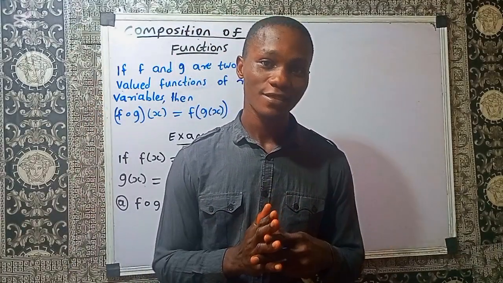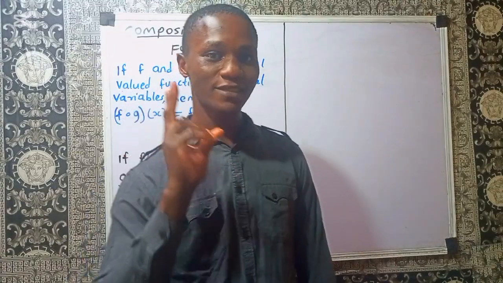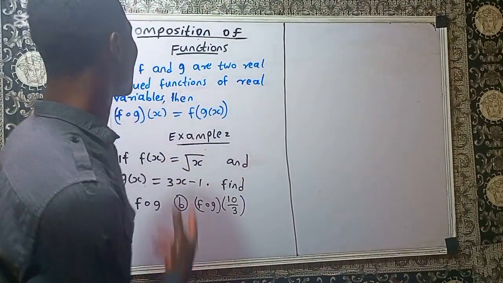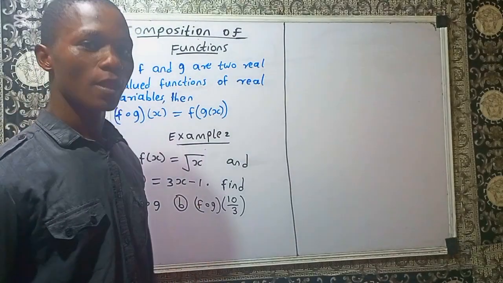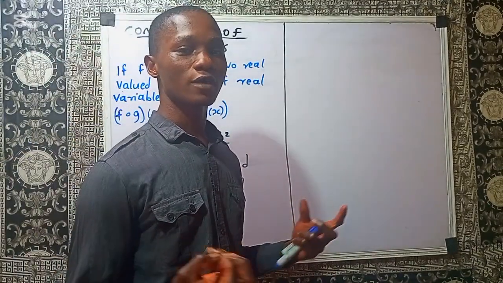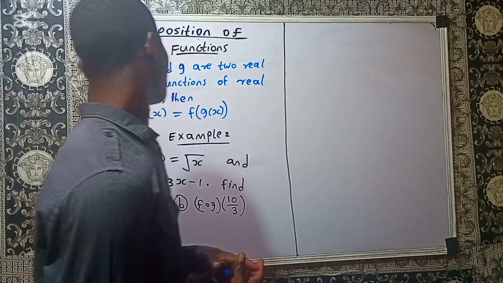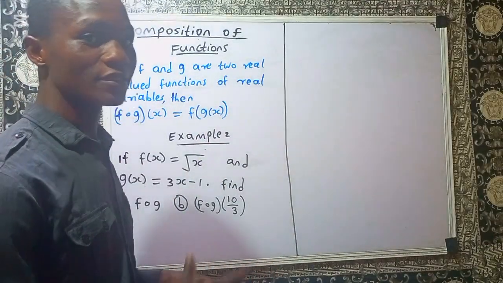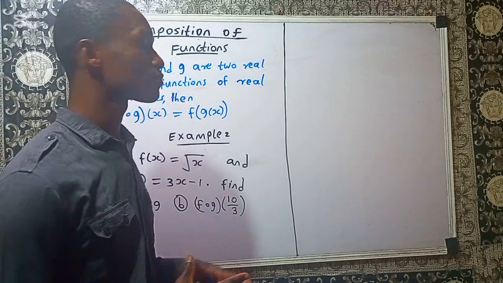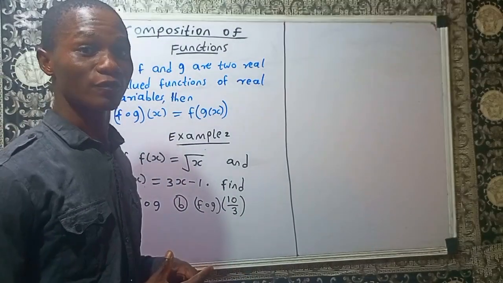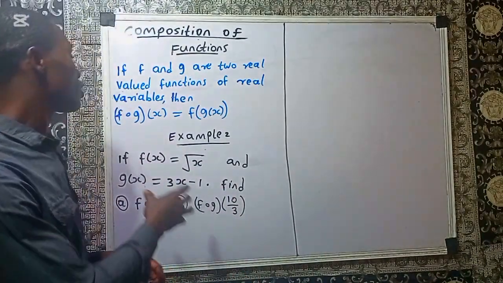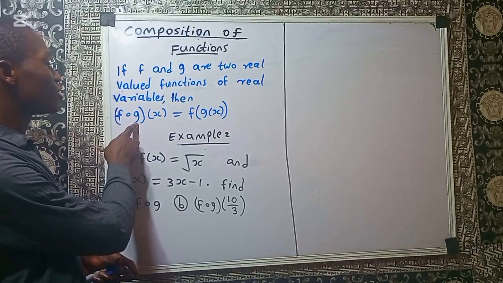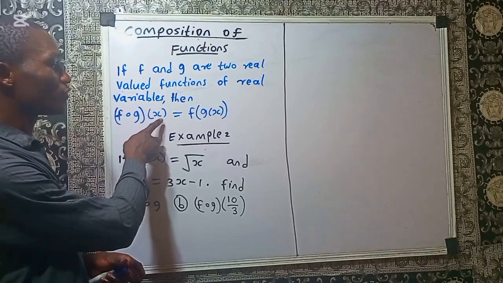This is mathematics class, and today we want to consider the second example on this topic we introduced in our previous video. We are looking at this topic, composition of functions. So we want to know how to get the composition of two or more functions. Assuming that you have two real valued functions f and g, of real variables, and you want to get f composition g of x. This f ∘ g of x, you read it as f composition g of x.